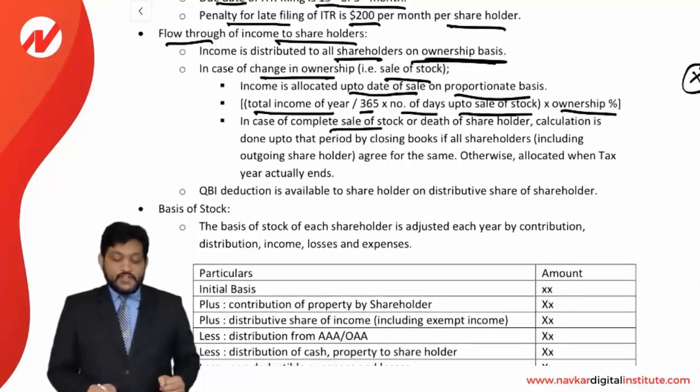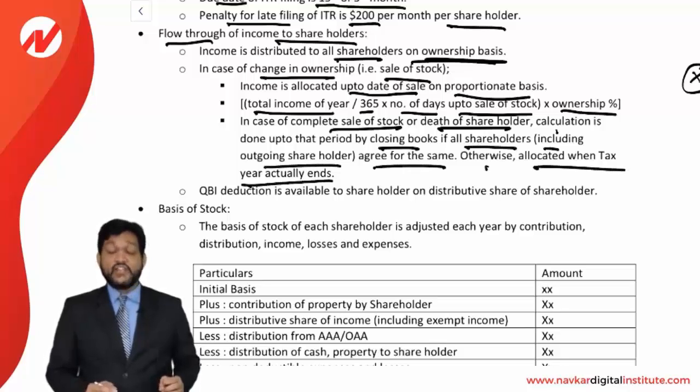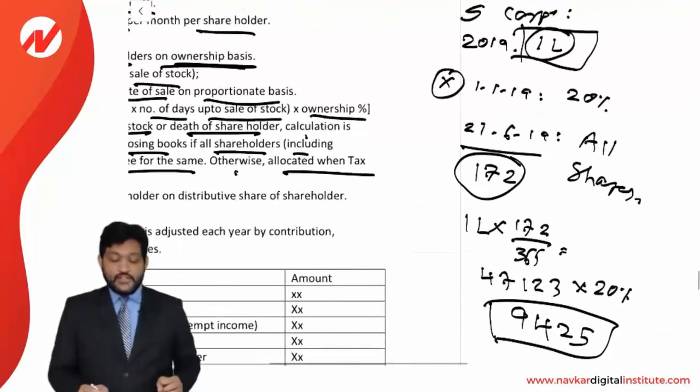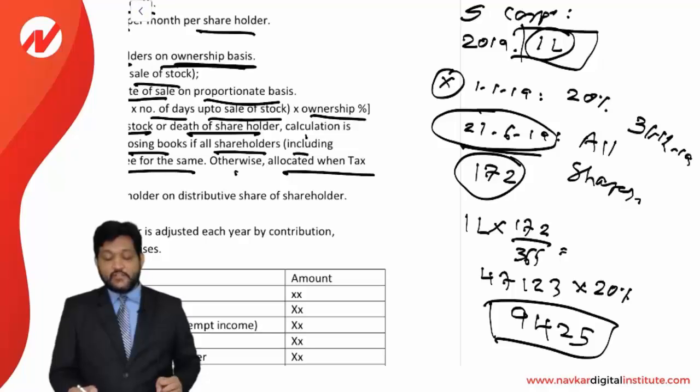In case of complete sale of stock or debt of the shareholder, the calculation is done up to the period by closing the books if all the shareholders, including the outgoing shareholder, agree for the same. Otherwise, allocated when the tax year actually ends. See what they want to say, when to close the books of account and when to make this calculation. There are two options. One option, as I told you, he is selling the shares on 21st June 2019. So the calculation may be made on the year end, that is 31st December 2019. That is one of the options.